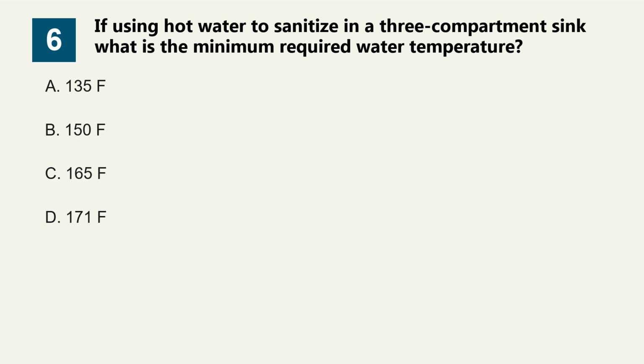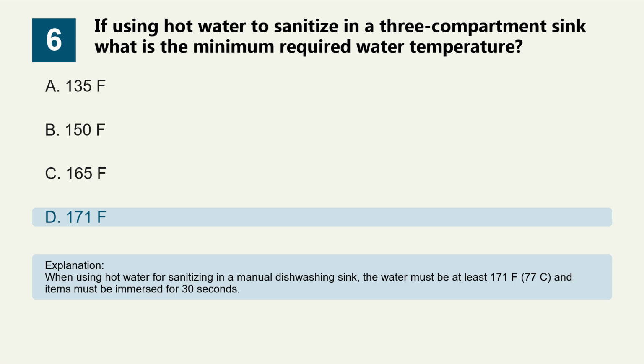Question 6. If using hot water to sanitize in a 3-compartment sink, what is the minimum required water temperature? Option A. 135 F. Option B. 150 F. Option C. 165 F. Option D. 171 F. The correct answer is option D. 171 F. When using hot water for sanitizing in a manual dishwashing sink, the water must be at least 171 F, 77 C, and items must be immersed for 30 seconds.